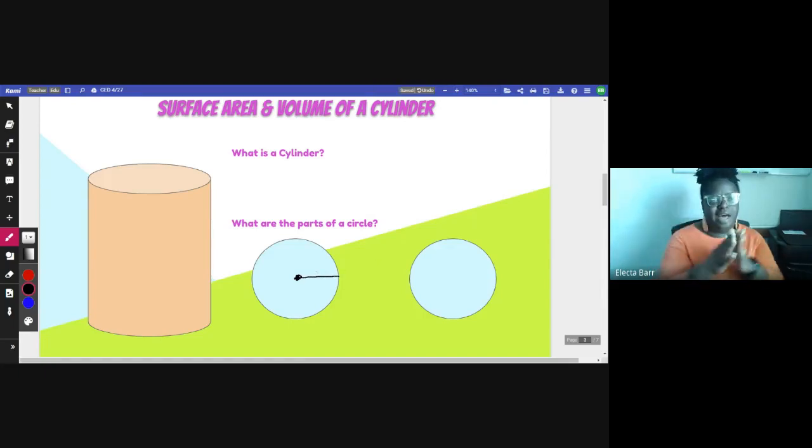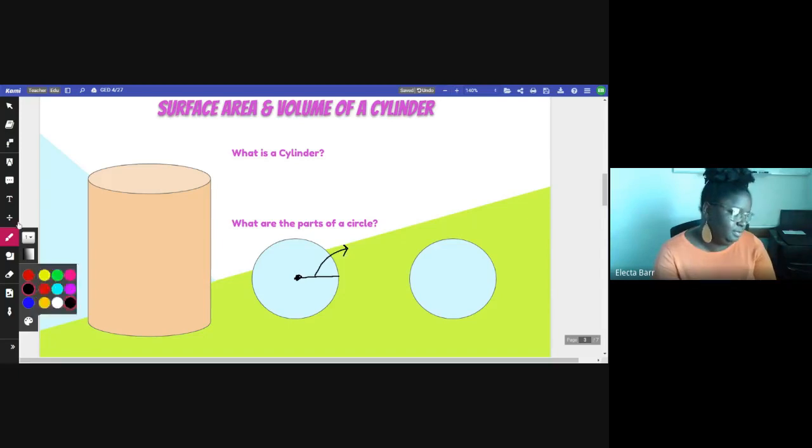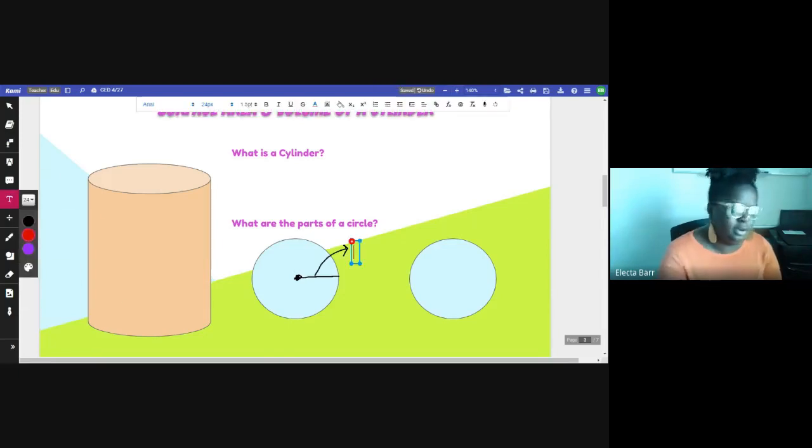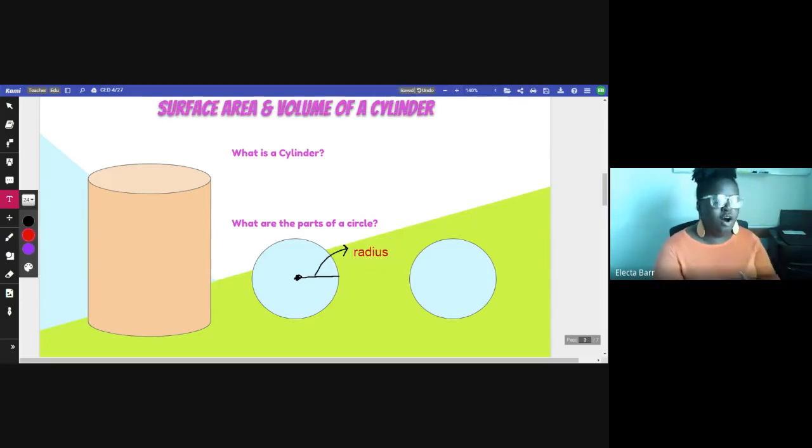So when you have a line going from the center to the end of a circle, that is what we call a radius. So I'm actually going to type that in here. That is what you call a radius. Your radius is always from the middle of the circle to the end of the circle, from any endpoint. I could do it from the center going up, from the center going down, from the center going to the left. That's still always going to be your radius.